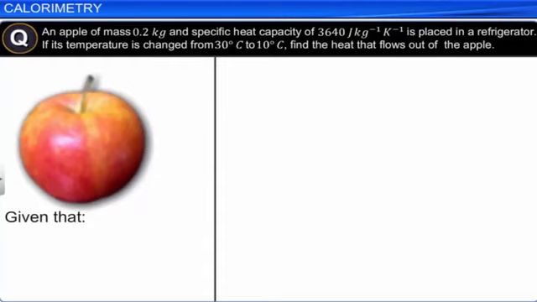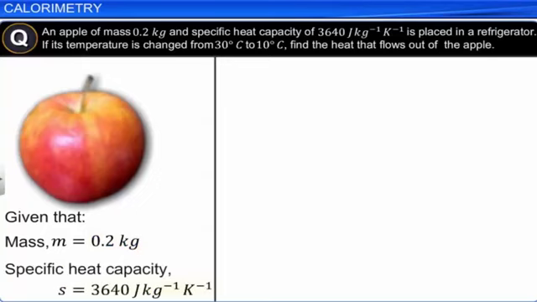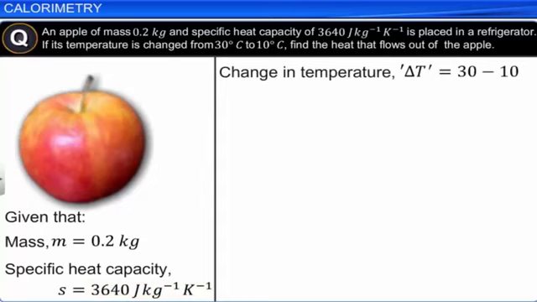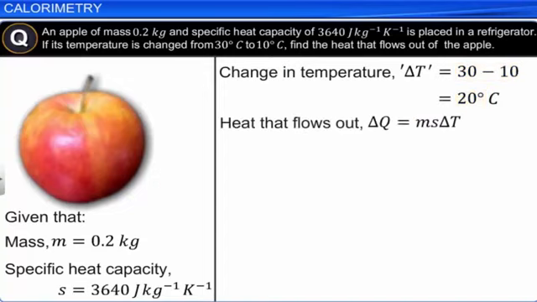Given that mass m equals 0.2 kilograms, specific heat capacity S is equal to 3640 joules per kilogram per Kelvin. Change in temperature delta T is equal to 30 minus 10, which is equal to 20 degrees Celsius. Heat that flows out delta Q is equal to the product of m, S and delta T. Substituting these values and calculating, we get delta Q equal to 14,560 joules.